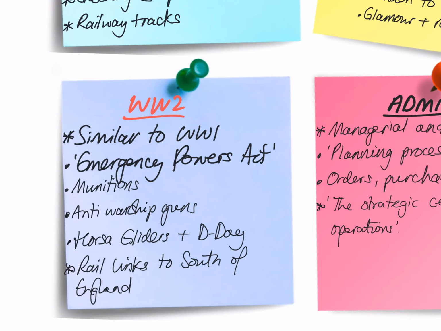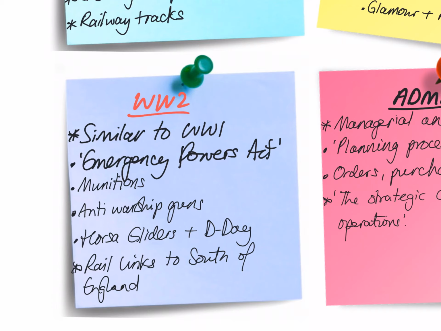And then finally, we've got World War II. That would be similar to what we've mentioned in World War One, but instead of DORA, I'd mention the Emergency Powers Act. Munitions, of course, anti-warship guns, the Horsa gliders and D-Day. That's the national significance here, because D-Day in 1944 helped to lead to the end of World War II.